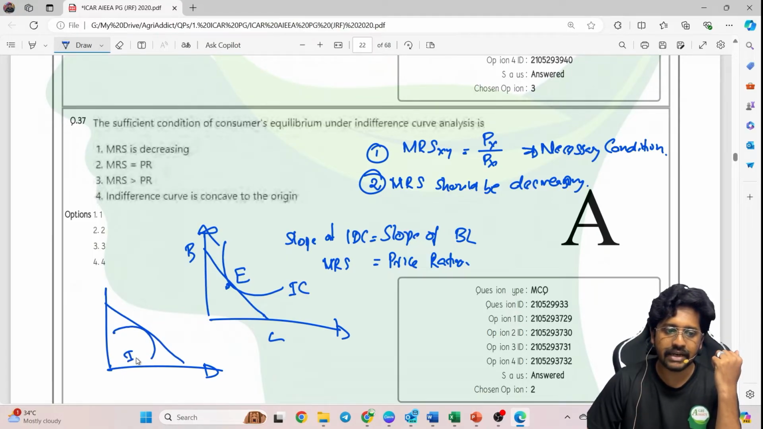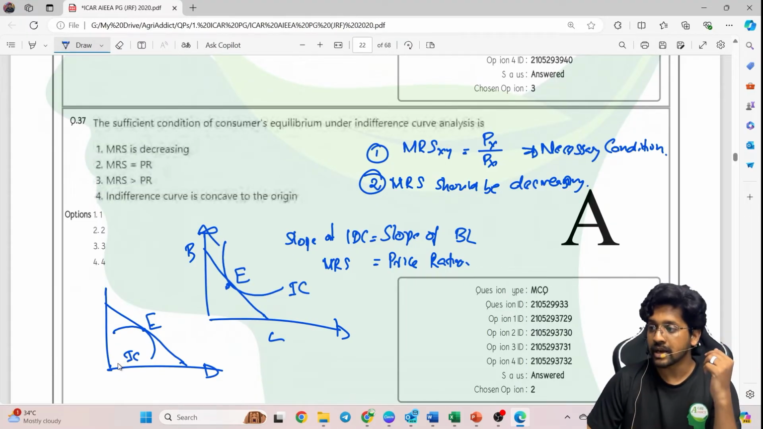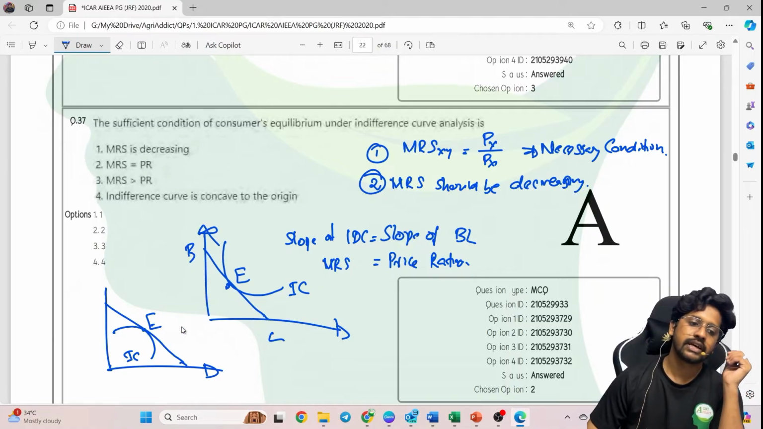See, this can be an indifference curve and this can be a budget line. Here also, the slope of the indifference curve can be equated with the slope of the budget line, but at the same time the sufficient condition is not satisfied here. So therefore we cannot say that the consumer equilibrium can be established at the point of equilibrium, right?